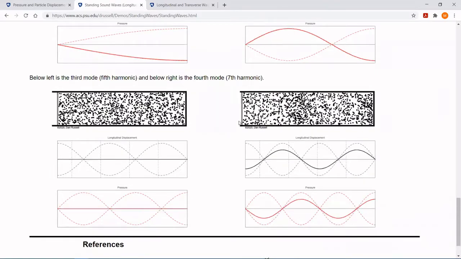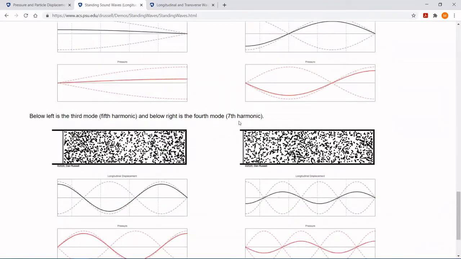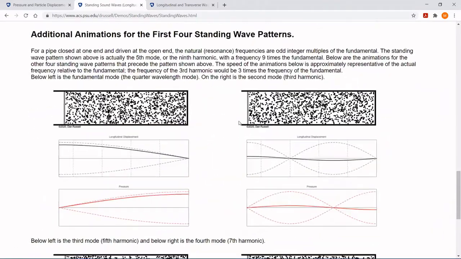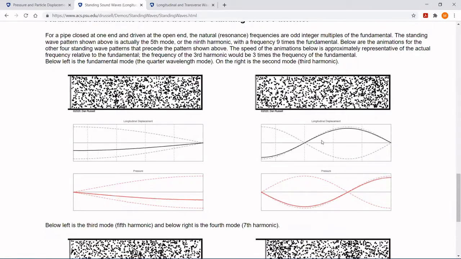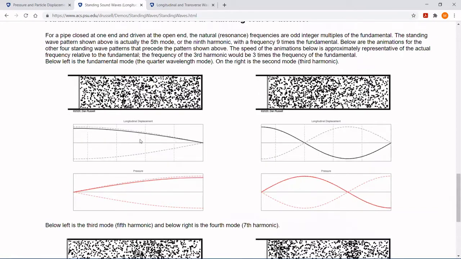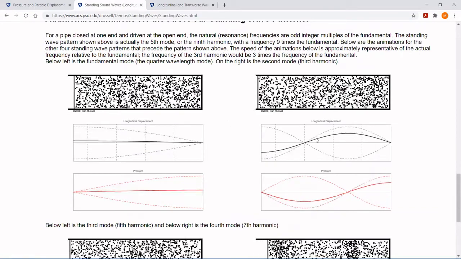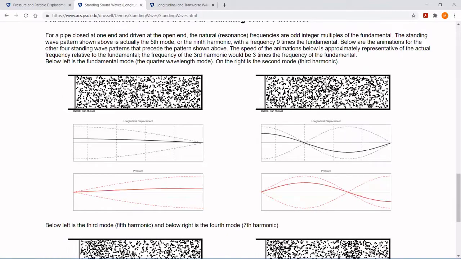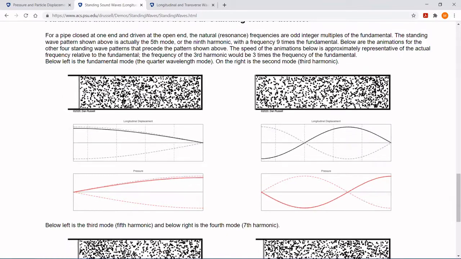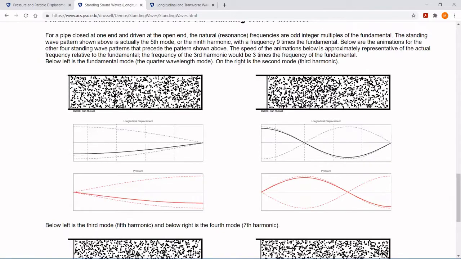Let's just quickly go through the next two modes. And maybe you see already why the author is calling this the third harmonic, because here we've got 1/4 of a wavelength. Here it's 3/4. That's third harmonic. And we will see that the frequency at which these particles oscillate is 3 times the frequency of the fundamental. Hence the name third harmonic.